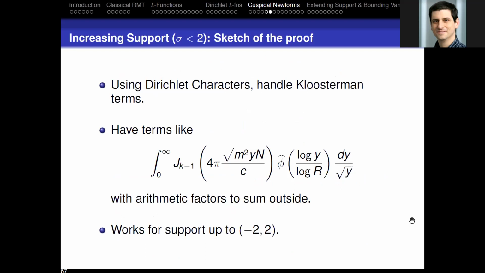If we want to go a little bit larger, if we want to go to support up to 2, then it becomes a little bit harder. And then what we do is we follow Iwaniec, Luo, and Sarnak. We use Dirichlet characters to expand out the Kloosterman sums. We end up getting functions involving the Bessel function times the test function. And they made this work up to (-2, 2).